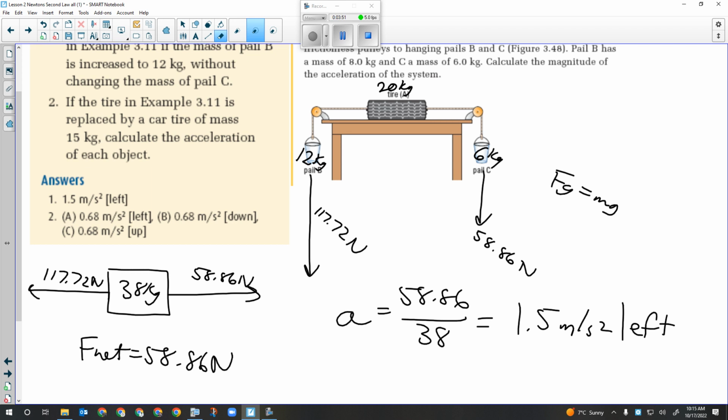Okay, that's for question number 2. All right, so if the tire in example 3.11 is replaced by a car tire of 15 kilograms instead of a truck tire of 20, calculate the acceleration of each object. Now, I'm assuming that means everything goes back to the original setting of 8 and 6, not 12 and 6. It doesn't change really anything we do. We still calculate the forces of gravity on each side, divide by the total mass of the system. As long as we remember that about systems, that's the thing people forget. Accelerations of all parts are the same. Combine the masses when dealing with the net force.